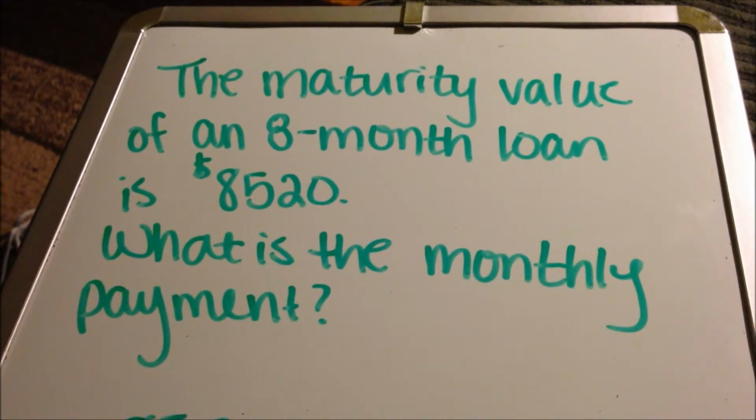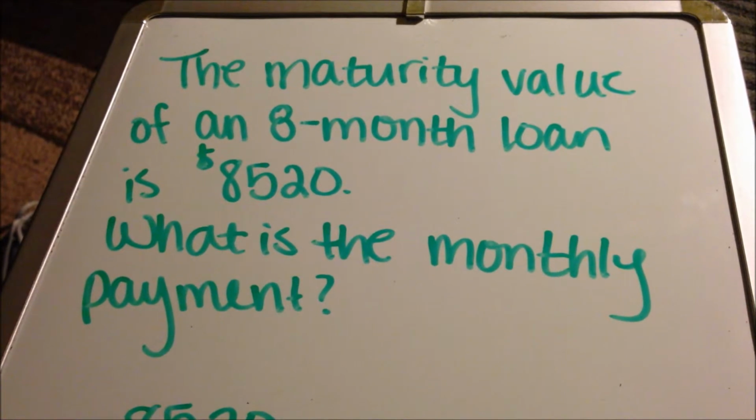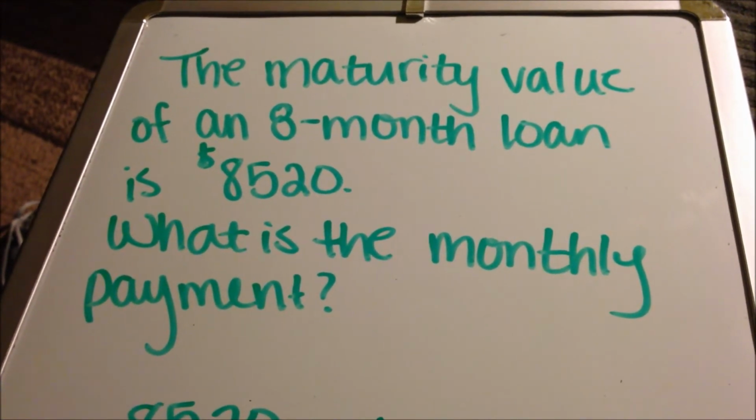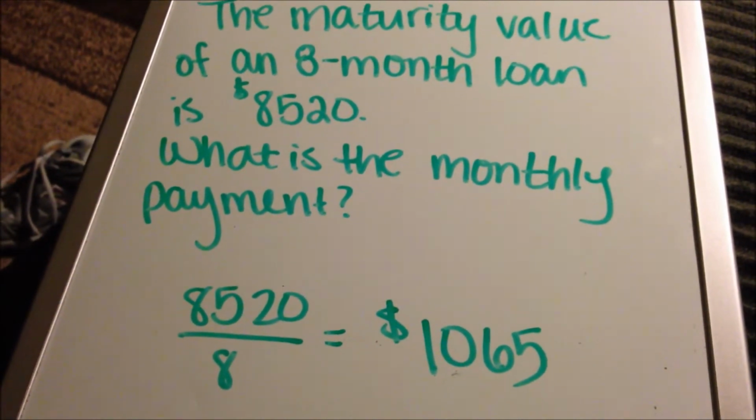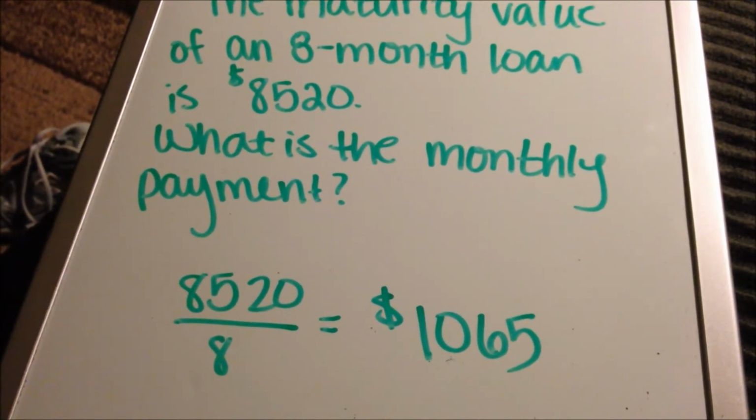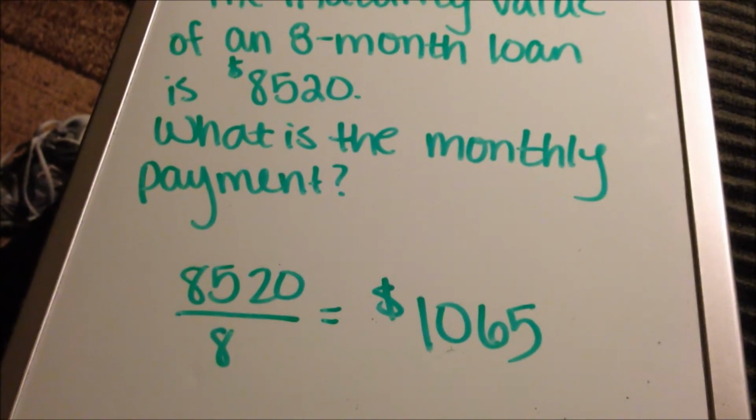The maturity value of an 8-month loan is $8,520. What is the monthly payment? Take the maturity value, $8,520, and divide it by 8. We end up with a monthly payment of $1,065.